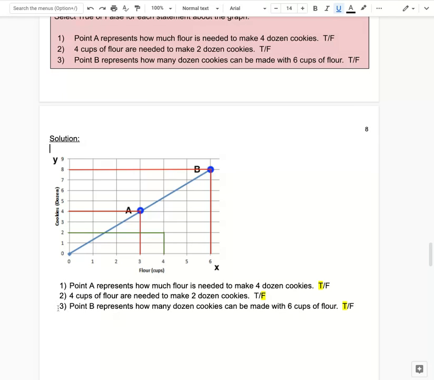And statement 3, point B represents how many dozen cookies can be made with 6 cups of flour. So this is point B here. If we come down, we run into 6 cups of flour. So that is true. Statement 3 is true.